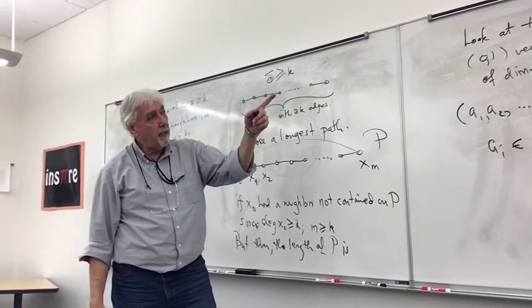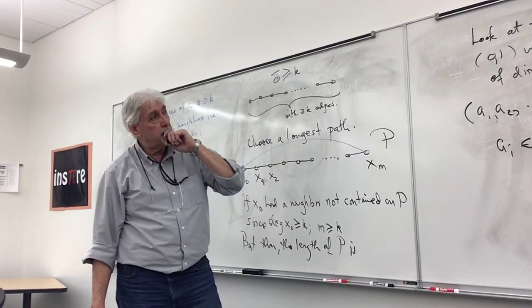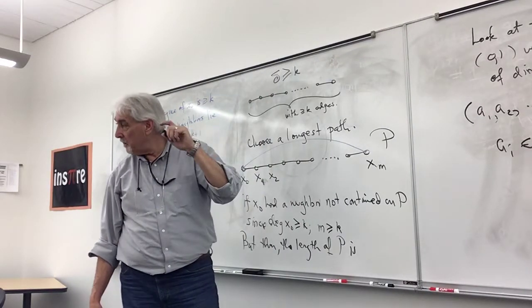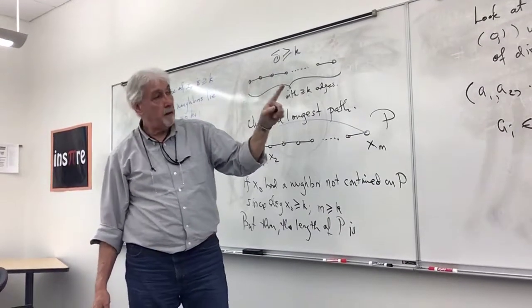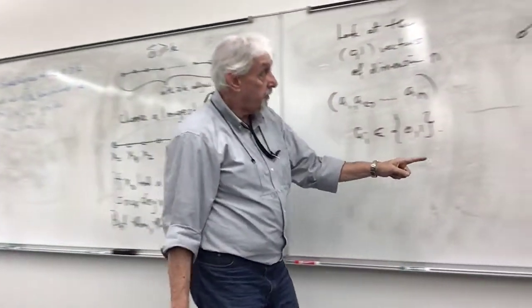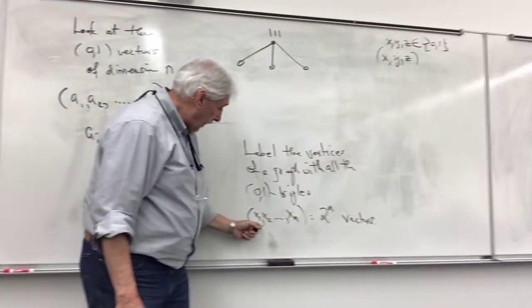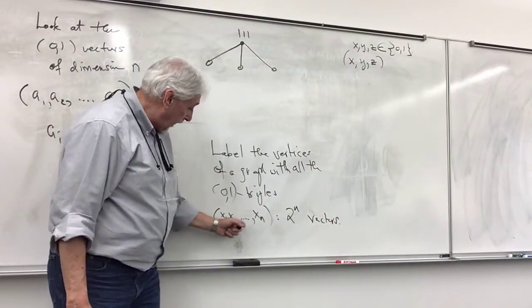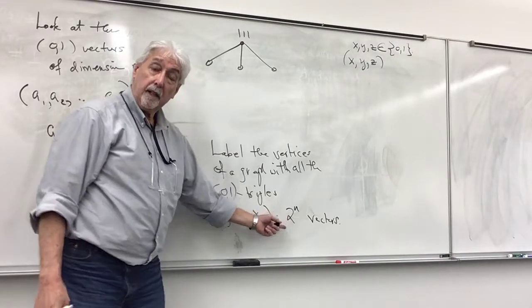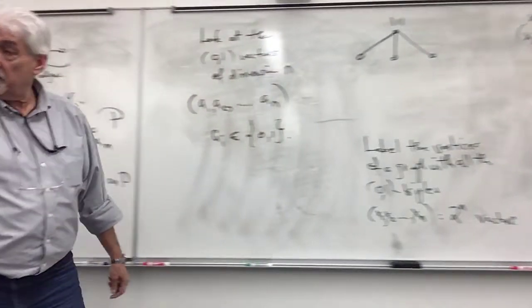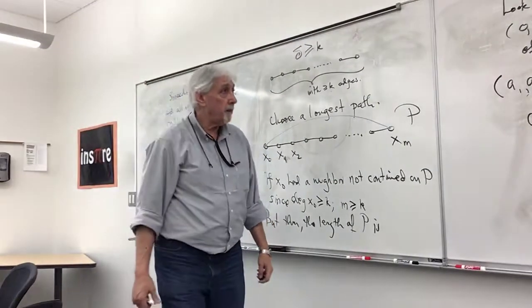So once again, how many such triples do I have? Here, instead of x1 to xn, I just have x, y, z. So how many vectors do I have? 8, 2 cubed. 2 to the third.